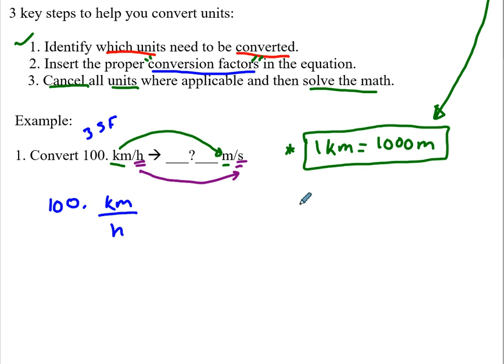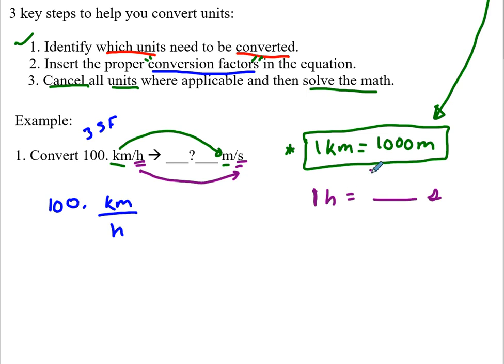The second units you have to play with are hours and seconds. So we know that the hour is bigger, so I know it's going to be 1 hour. Now you have to think to yourself, how many seconds are in 1 hour? Well, it's not as direct as meters to kilometers because that's the metric system. That's the beauty of the metric system. So you have to think a little bit, okay?